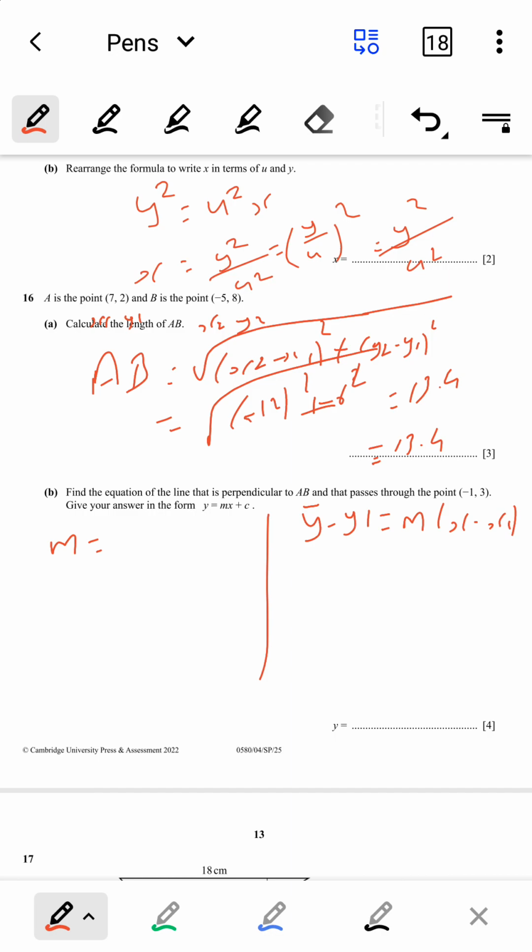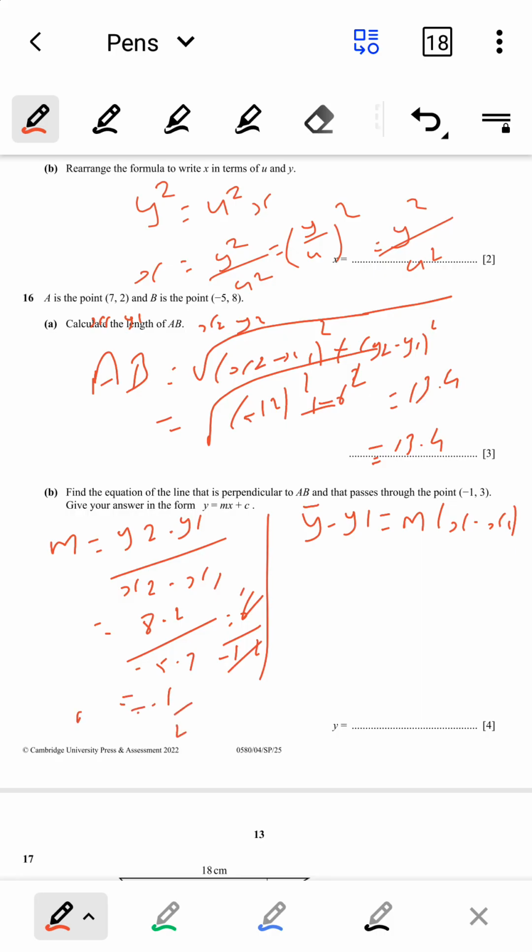Usually how do we calculate slope for two given points? y2 minus y1 by x2 minus x1. Applying here, 8 minus 2 by minus 5 minus 7, that is 6 by minus 12, which is minus 1 by 2. So we got slope m1 is minus 1 by 2.